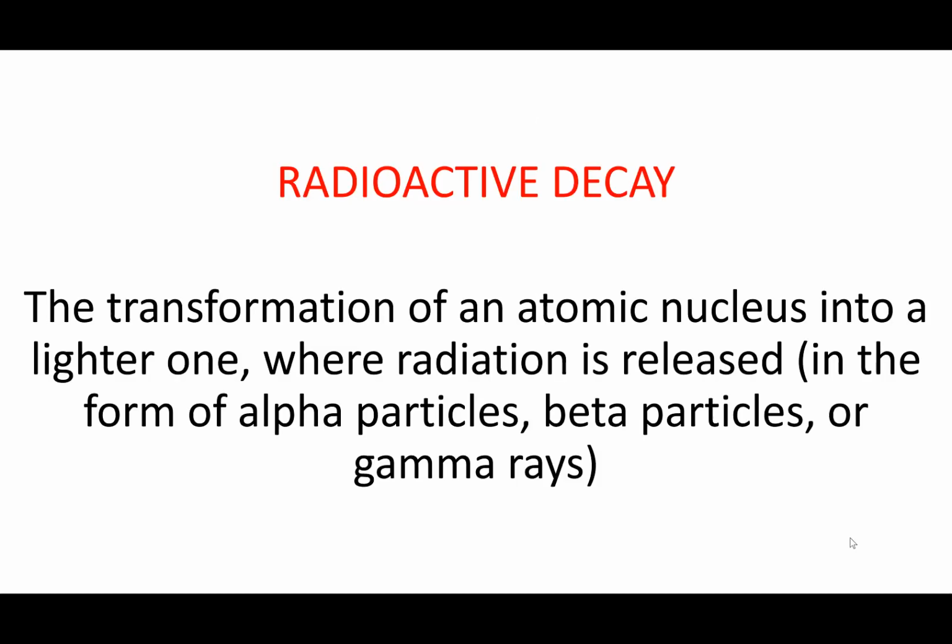The first part of this is going to be about radioactive decay, which is the transformation of an atomic nucleus into a lighter one where radiation is released, normally in the form of alpha particles, beta particles, or gamma rays. And if you don't know what that is, that's okay. I will tell you what alpha particles, beta particles, and gamma rays are eventually. But basically, radioactive decay happens when a nucleus emits radiation.